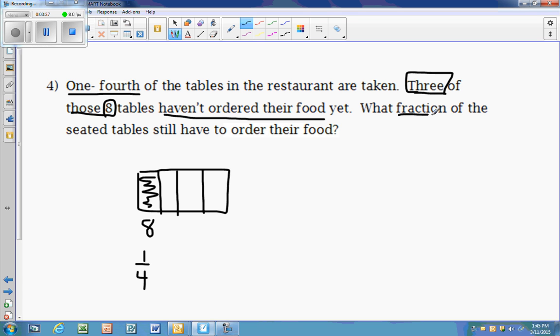And then it says what fractions still have to order. Well, if they haven't ordered, they still have to order. So 3 out of the 8 tables have not ordered food. So therefore, they still have to order. And the answer is 3/8. That's how simple that one is.